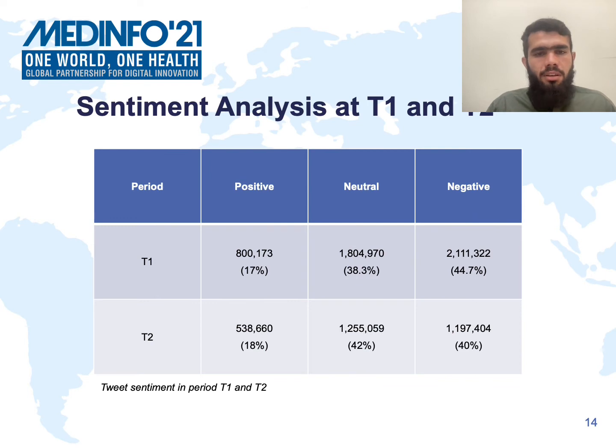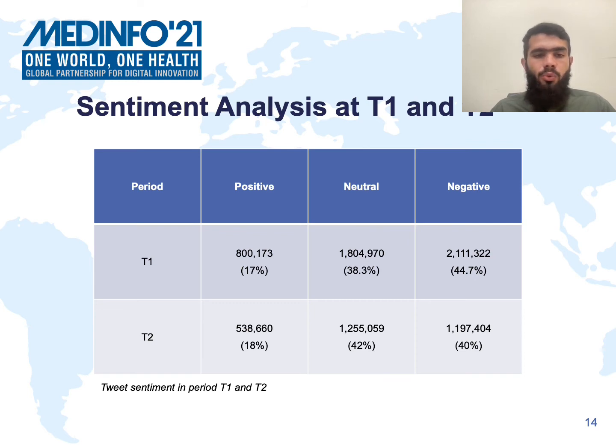So, sentiment analysis at T1 and T2. In time frame 1, before vaccine rollout, around 17% of user sentiments were positive, 38.3% were neutral, and a very big number, 44.7% of people, were negative.